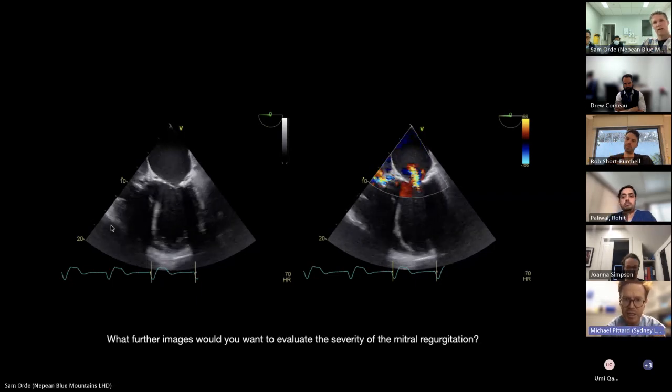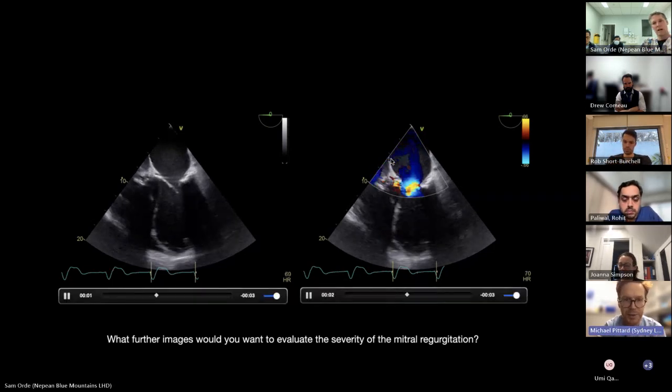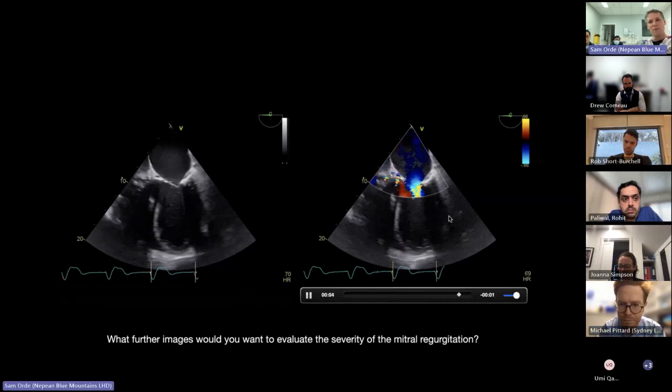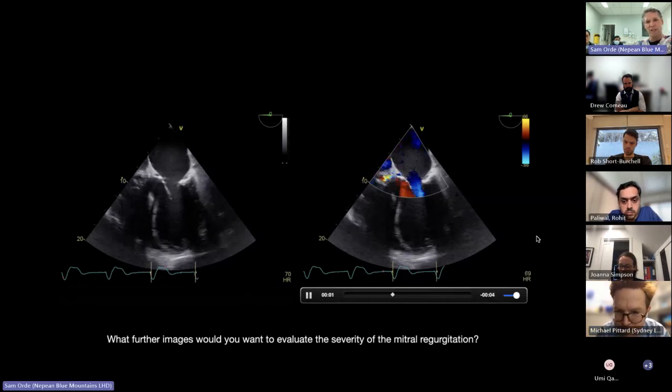In terms of the chronicity, the left atrium, it's really hard on TOE, but probably is dilated. Is there anything else that you could determine on this right picture? You talked about the mitral regurgitation. Is there anything else?